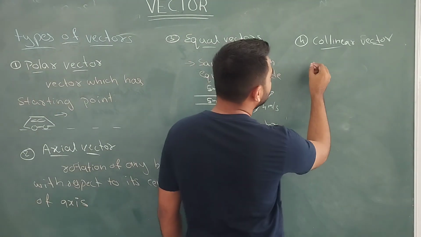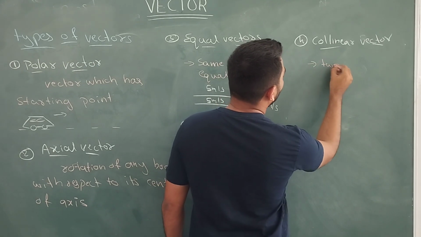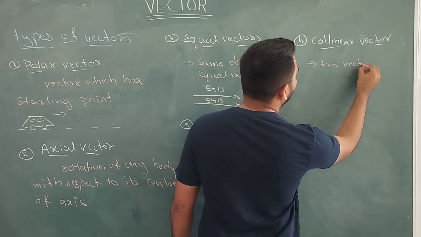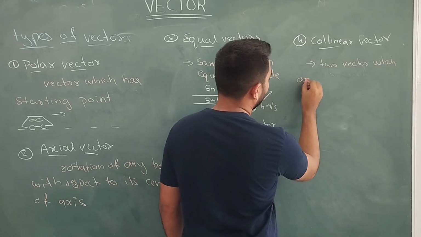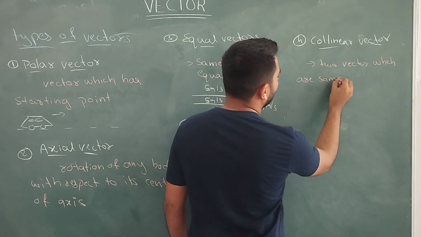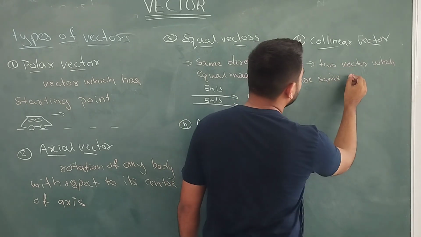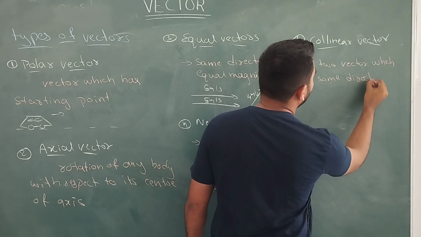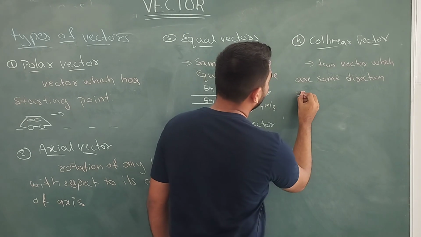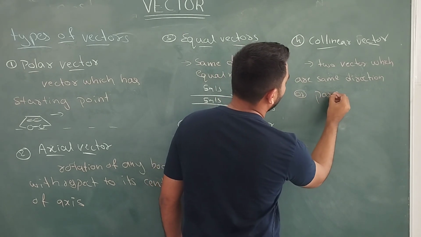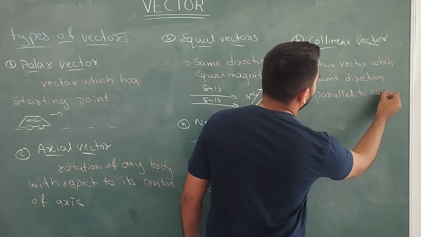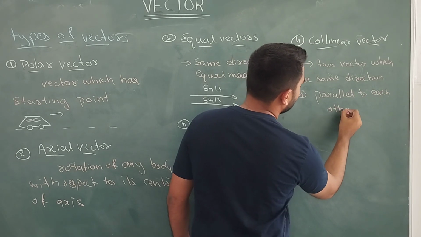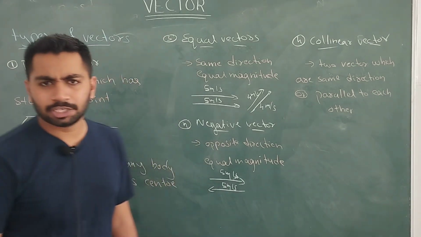Okay, now two vectors which are in the same direction or parallel to each other. Simple thing, same direction or parallel to each other.